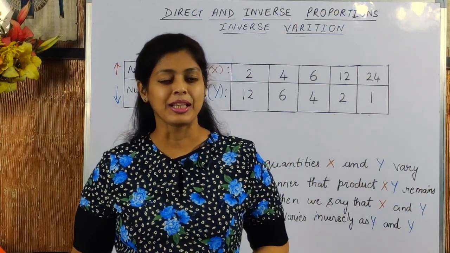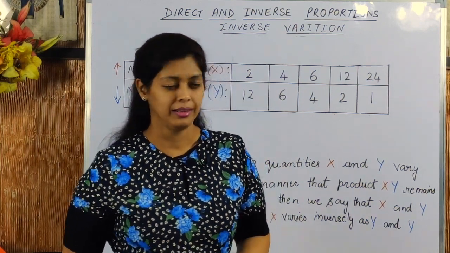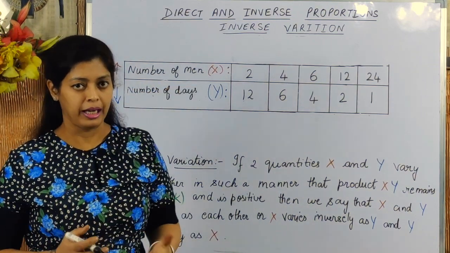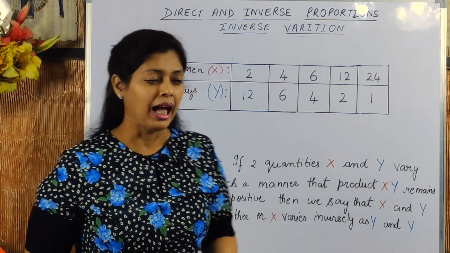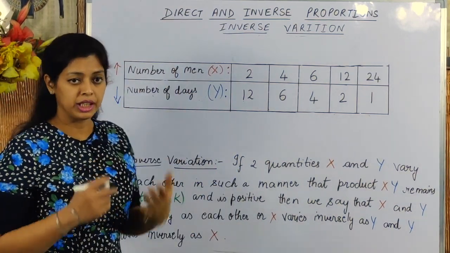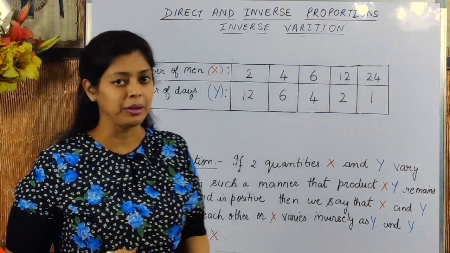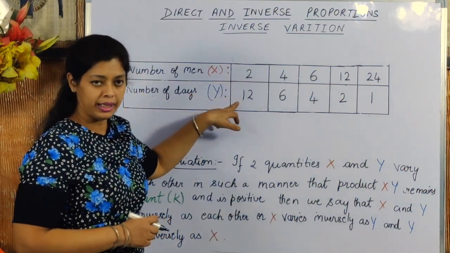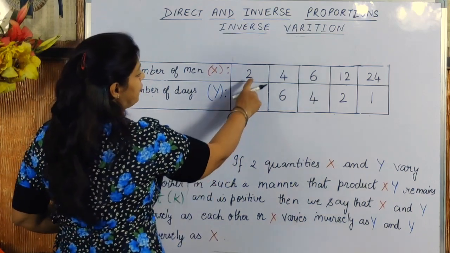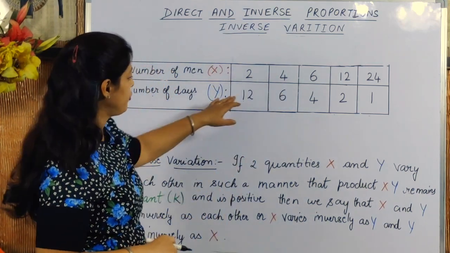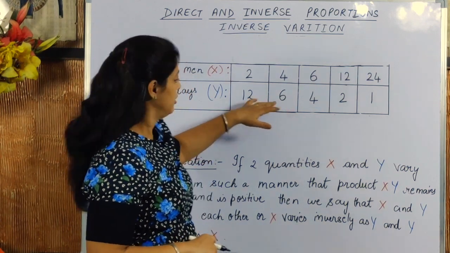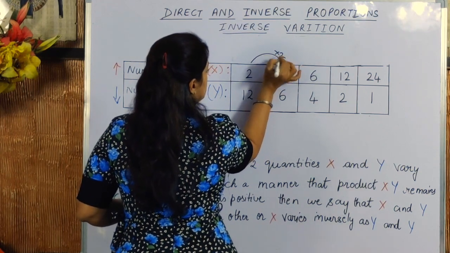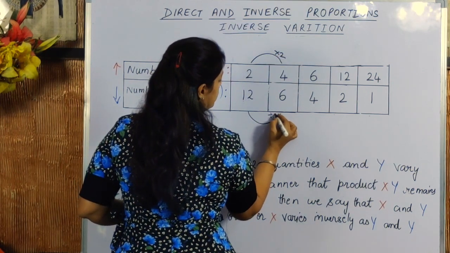So here's an example to explain the concept of inverse variation. Here I have made a table showing the number of men doing a particular job represented by the variable x and the number of days they require to finish that job represented by the variable y. So we can see that two men finished the job in 12 days. So when I double the number of men from 2 to 4, the number of days they require to do the same job gets halved. So when I double this, that is multiply by 2, this gets divided by 2.